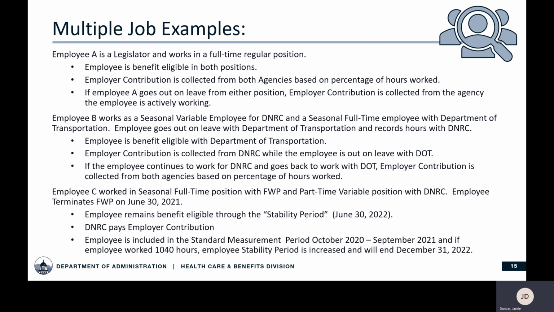Employee C worked in a seasonal full-time position with Fish, Wildlife, and Parks and a part-time variable position with DNRC. Employee terminates Fish, Wildlife, and Parks on June 30th, 2021. Employee remains benefit eligible through the stability period, which is June 30th of 2022. DNRC pays employer contribution. Employees included in the standard measurement period from October 2020 through September 2021, and if the employee worked 1,040 hours, the employee stability period is increased and will end December 31st, 2022.